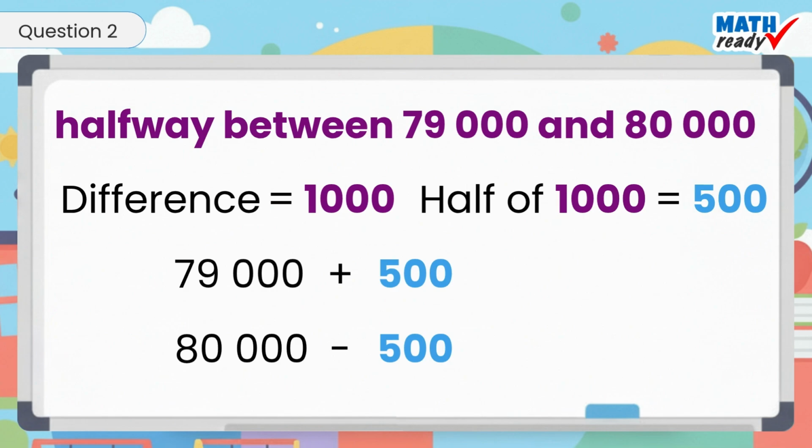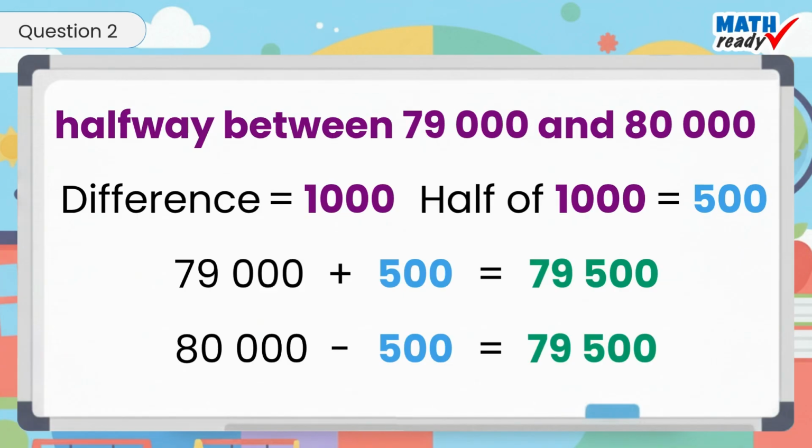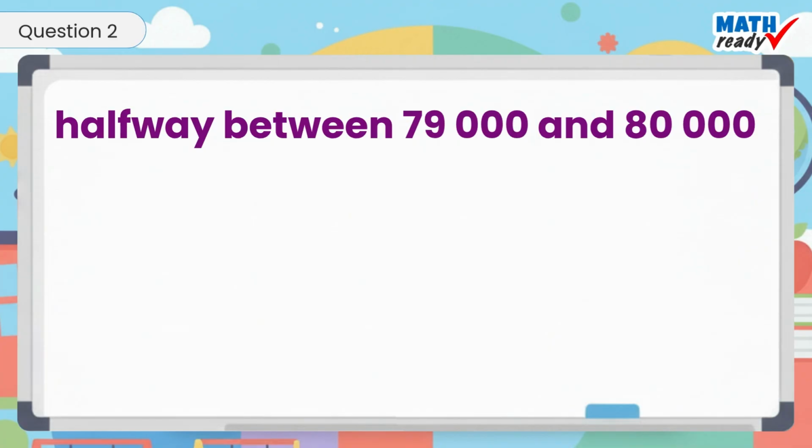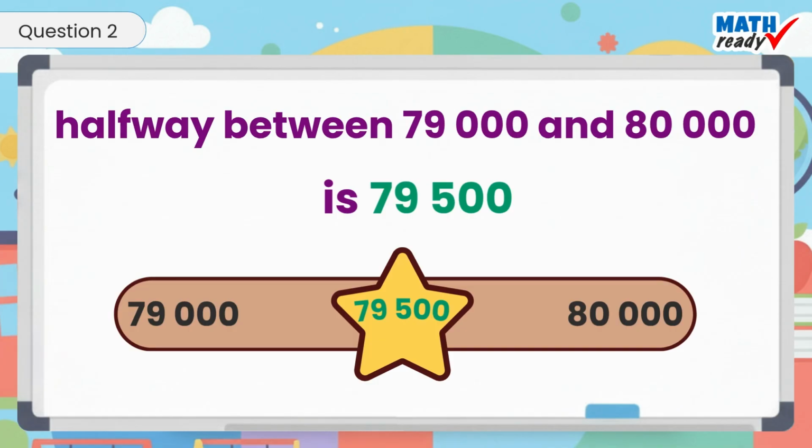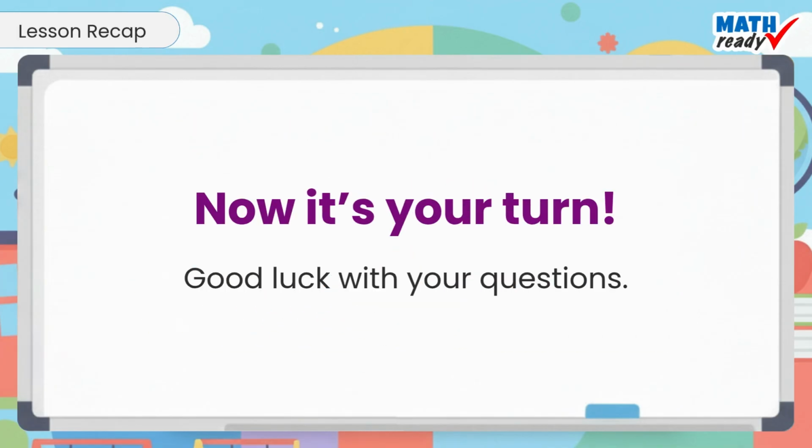79,000 plus 500 is 79,500, and 80,000 minus 500 is also 79,500. So, the number halfway between 79,000 and 80,000 is 79,500. Now it's your turn.